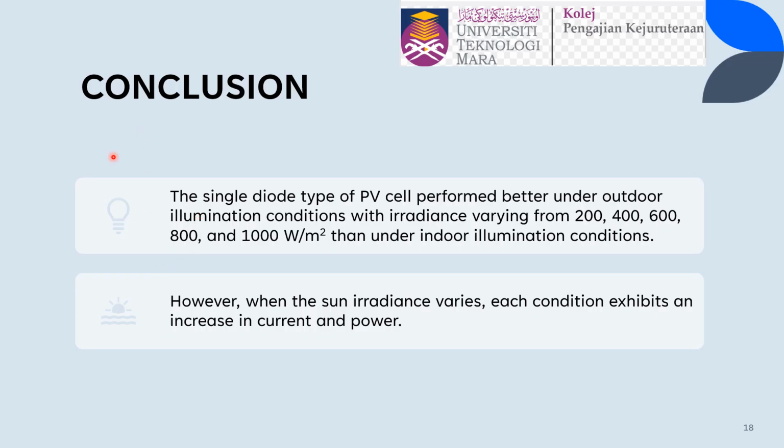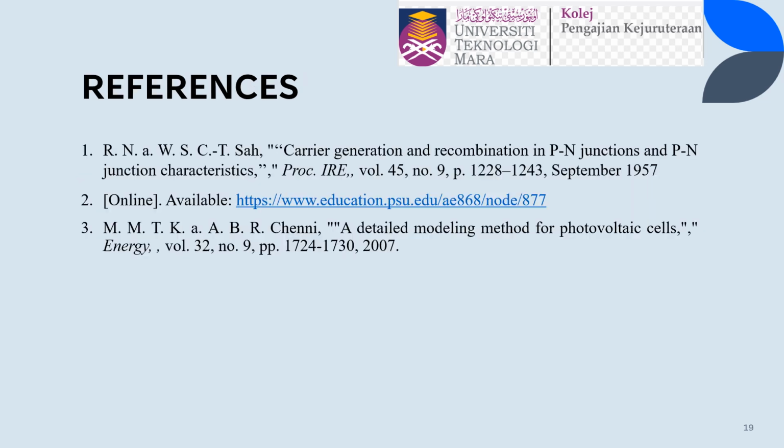As a conclusion, the single diode type of PV cell performs better under outdoor illumination conditions with irradiance varying from 200, 400, 600, 800 and 1000 watt per meter squared than under indoor illumination conditions. However, when the irradiance varies, each condition exhibits an increase in current and also power.